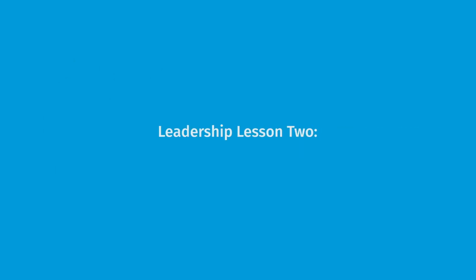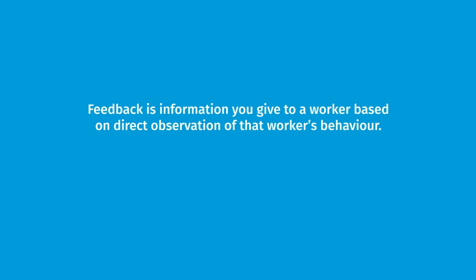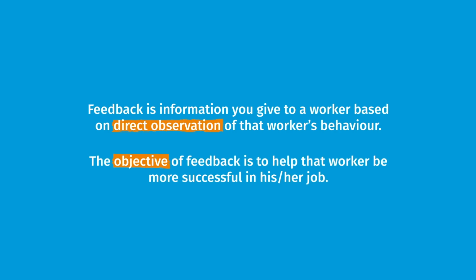In this leadership lesson, we're going to focus on how to give effective feedback. Feedback is information that you give to a worker based on direct observation of that worker's behaviour. The objective of feedback is to help the worker to be more successful in his or her job. That means, for example, to stop unsafe or ineffective behaviour and to encourage both safe and effective behaviour.